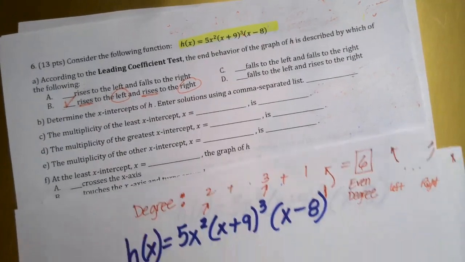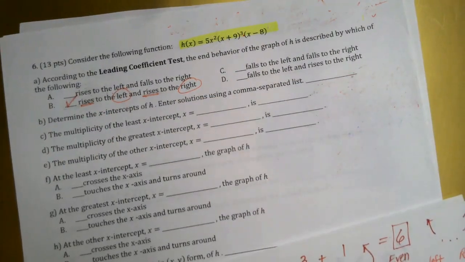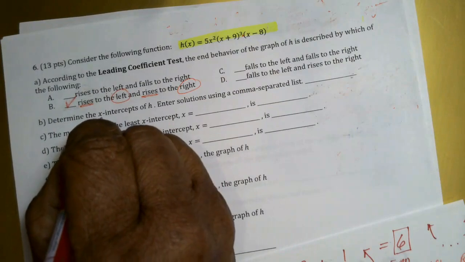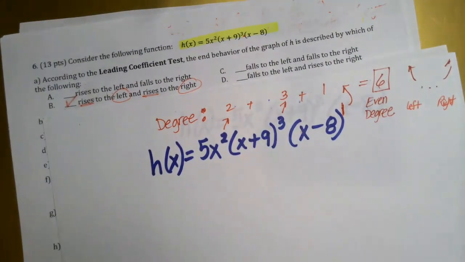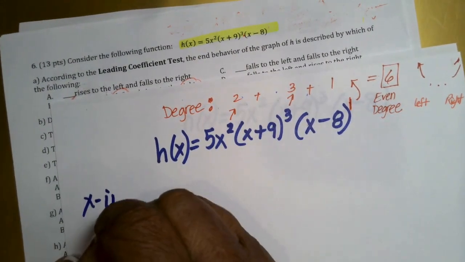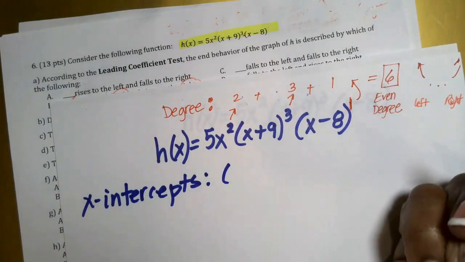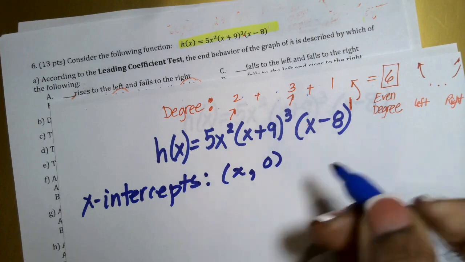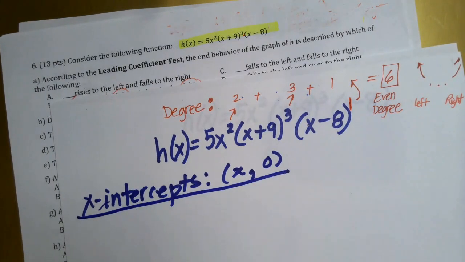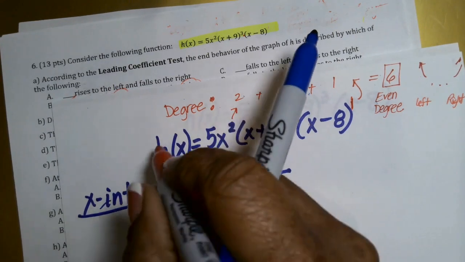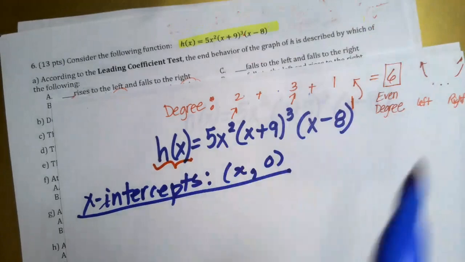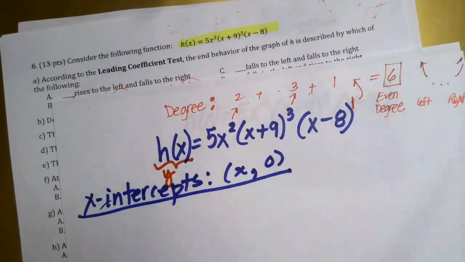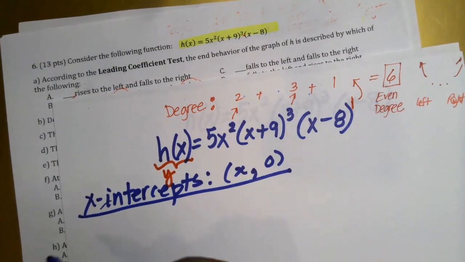Okay, now moving on, they want us to find the x-intercept. So let's do it. X-intercepts are always in the form of an ordered pair. You will have some x value and the y value will be 0. That's how we get x-intercepts. So let's take this function, and in place of f of x, we know that this h of x is really y. So we're going to let y equal 0 and solve for x.